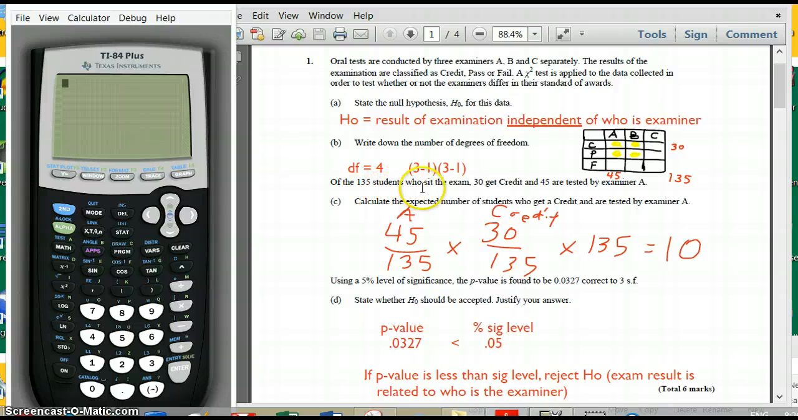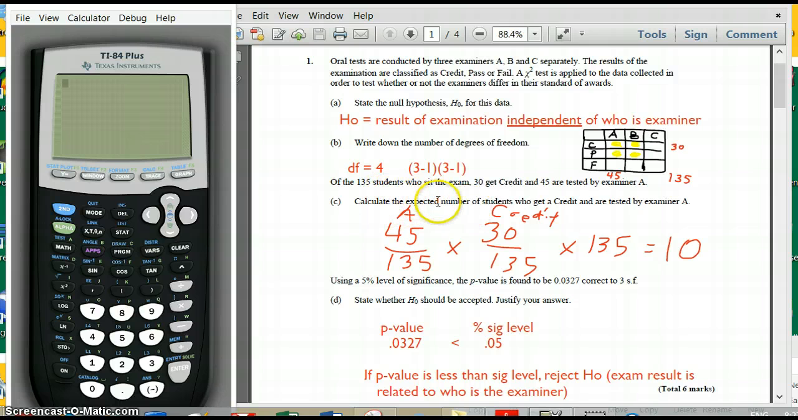So of the 135 students who sit the exam, 30 get credit and 45 are tested by examiner A. So, in the book problems, we always had subtotals for every single row and column. In this case, they're not giving you all the data because you don't really need it for this problem. So the 45 would be the subtotal for the A column. 30 is the subtotal for the credit row. And so we just put those subtotals here. And the total for all the students would be 135.